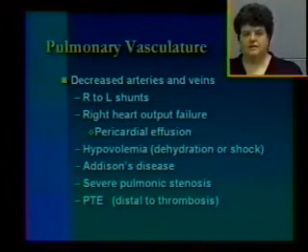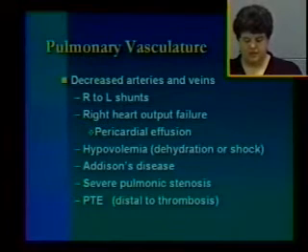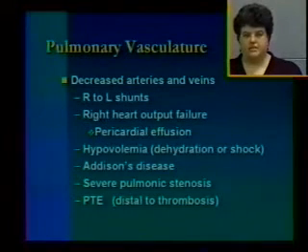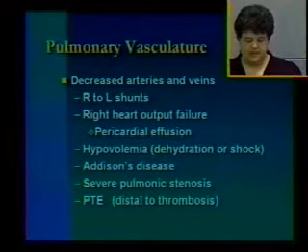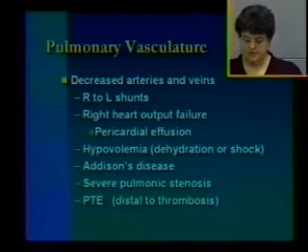The most common cause of decreased arteries and veins is hypovolemia, so dehydration, either from vomiting and diarrhea or shock, such as in a hit-by-car dog. You can see this in Addisonian dogs, and then in severe pulmonic stenosis and PTE, this time distal to the thrombus.